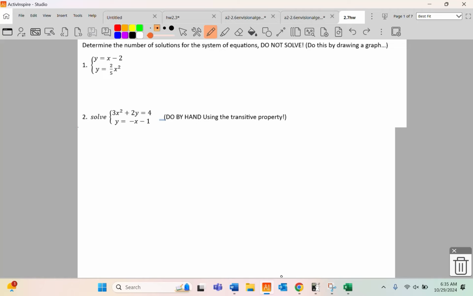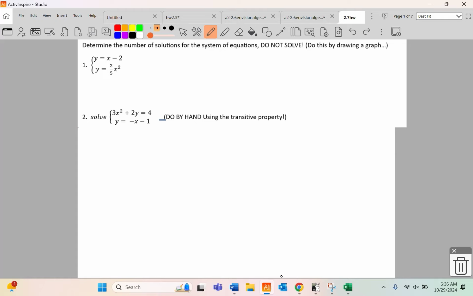So here we have the 2.7 homework. I don't think it'll be too bad. Number 2, I'm asking you to solve with the transitive property. The transitive property says if two things are equal to the same thing, then they are equal to each other. I don't know if I went over that in your notes or not, but it's a very useful property.